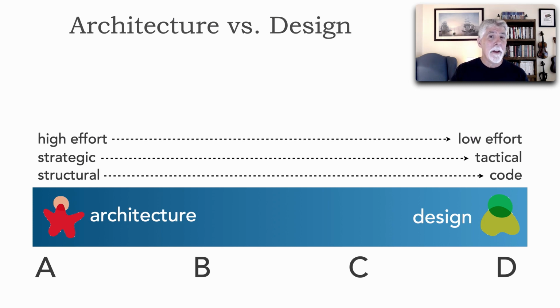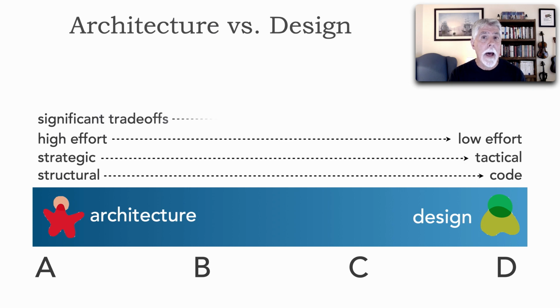The other kind of criteria is whether the decision involves a lot of effort or fairly straightforward minimal effort. The longer or larger or higher the effort, the more architectural that decision probably is.